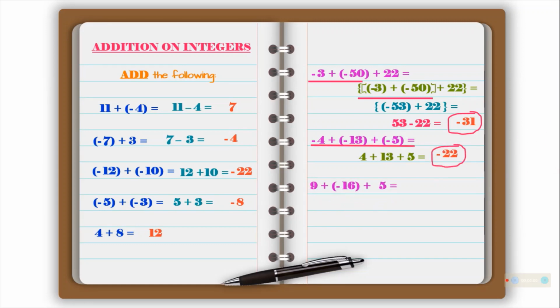Next, 9 plus negative 16 plus 5. So, we will add the common sign, which is 9 and 5. They have positive sign. So, 9 plus 5 is equal to 14. And then, plus negative 16. They have different signs. So, we will subtract 16 minus 14. And then take the sign of the larger absolute value. So the answer is negative 2.